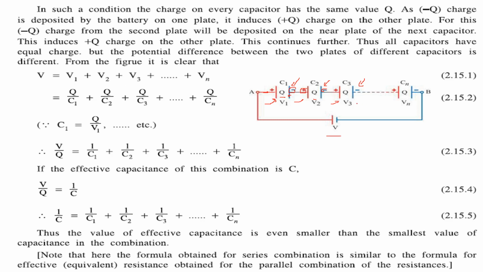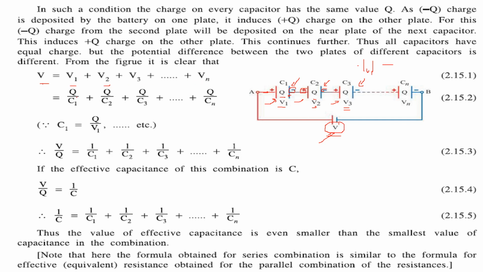So all capacitors will have equal charges, but the potential difference between the two plates of different capacitors will be different: V1 for one and some different value for the other, so V1, V2, V3. If this is the whole potential V of the battery, V1, V2, V3 will be added and equal V. This is the total potential provided by the battery. So V will be equal to V1 plus V2 plus V3 till Vn.